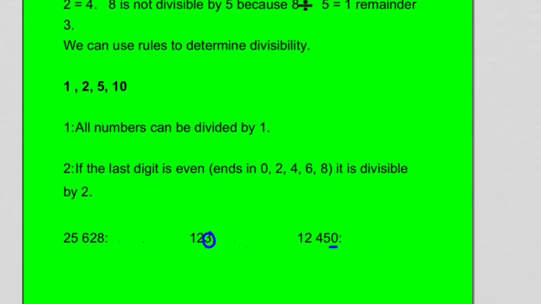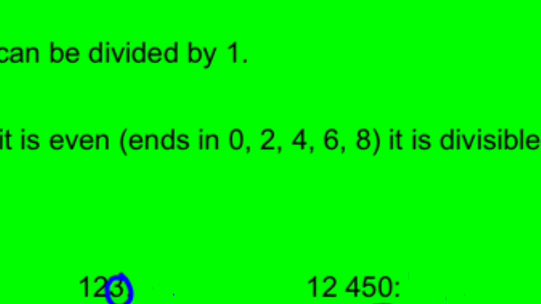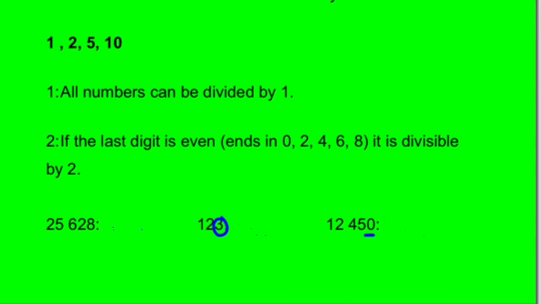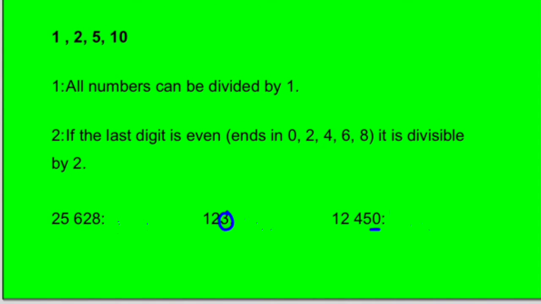Now, the divisibility rule for 2: if the last digit is even, which means it ends in 0, 2, 4, 6, or 8, then it is divisible by 2. And I have some examples here, ones we did in class. 25,628, you would focus on the last digit, the 8. Since it's even, we would say yes. That number is divisible by 2.